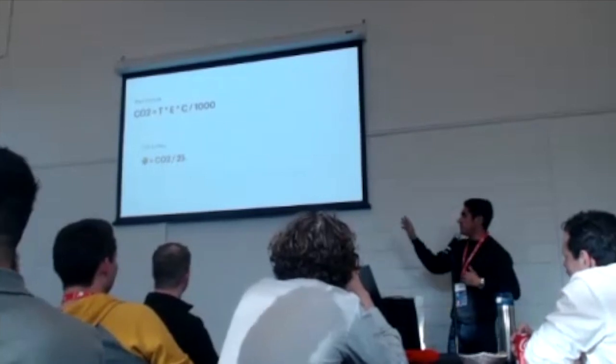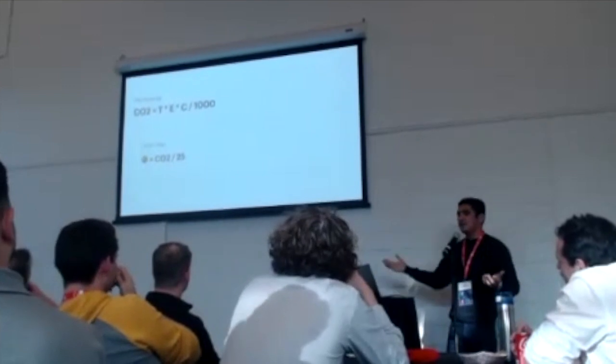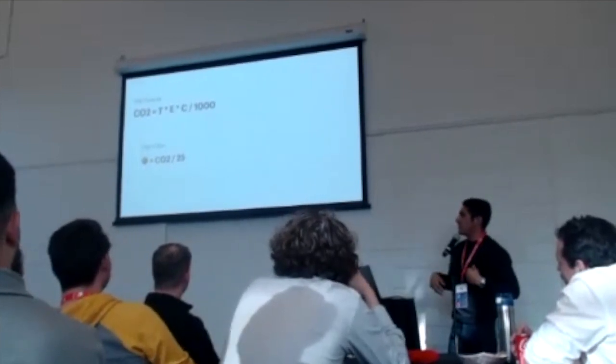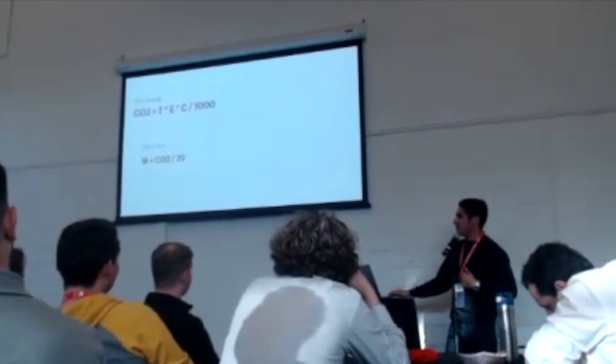Once you have these numbers, the formula is very simple. Just multiply the first three numbers. That will give you the value in grams. So you divide that by 1,000 to get the value in kilograms. And then you divide by 25 if you want to get the number of trees.